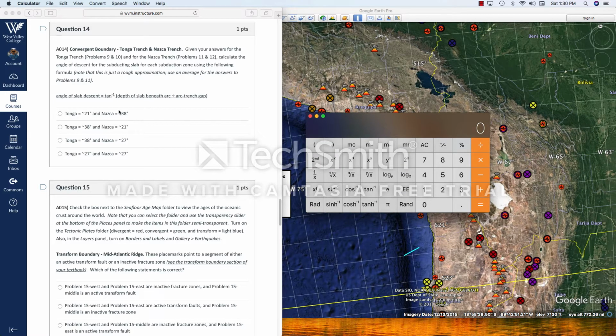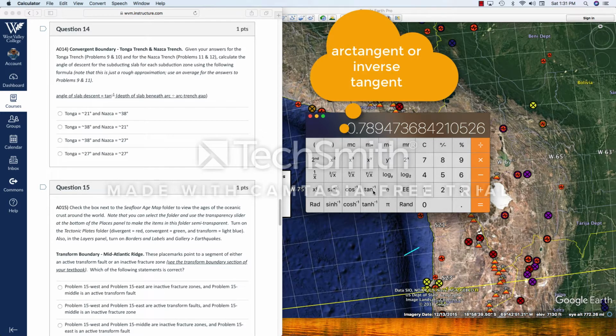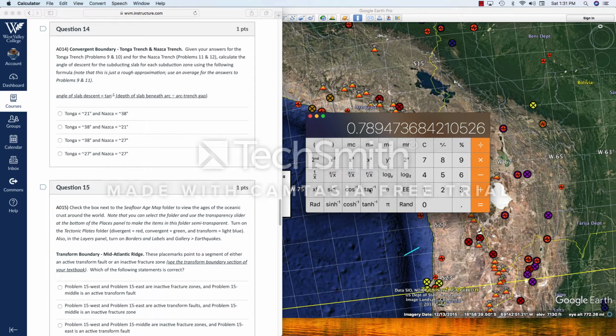So let's just look at how we're going to do this. For the Tonga Trench, we had a depth. So they want us to take the average. So we picked between 100 and 200 kilometers depth for where the partial melting occurs and the hydrous flux melting. So the average is 150. So we'll take 150 kilometers, and then we're going to divide it by the arc trench gap. And for the Tonga Trench, it was 190 kilometers, right? And we get an answer there. And then we want to take this tangent, which is arc tangent. And the way to get to it, I just clicked this second here and got to it. But you want the arc tangent. So if you select that, you get about 38 degrees. And so there's a couple of options. So it's either this one or this one.